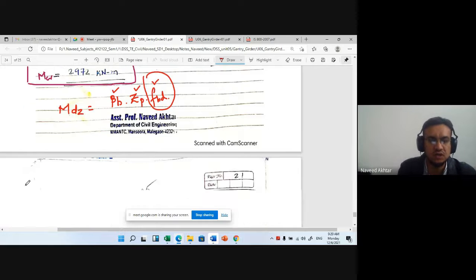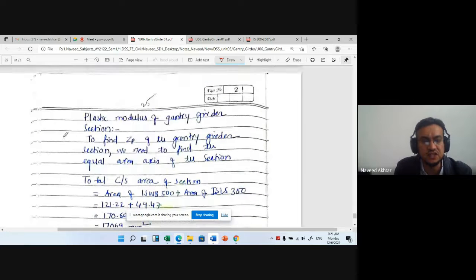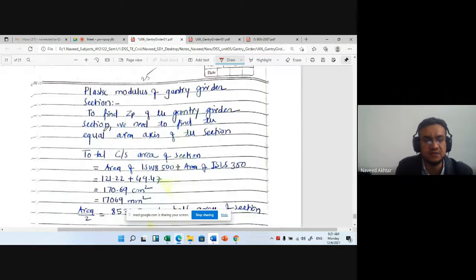We will come to know why we need the critical moment value in the case of a gantry girder. That is the elastic lateral torsional buckling moment. The MCR is nothing but the elastic lateral torsional buckling moment. Why do we need that? To calculate the FBD we need that. Now we have to find out ZP, the plastic section modulus of the gantry girder section.